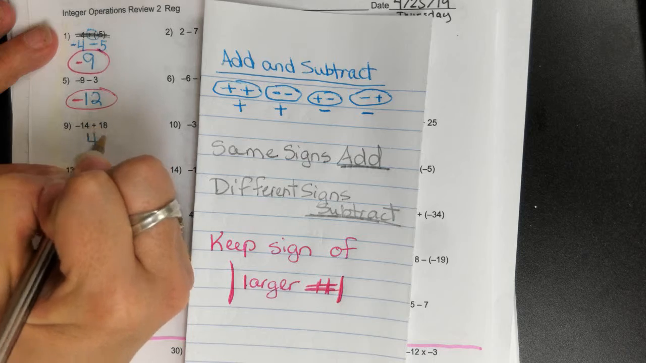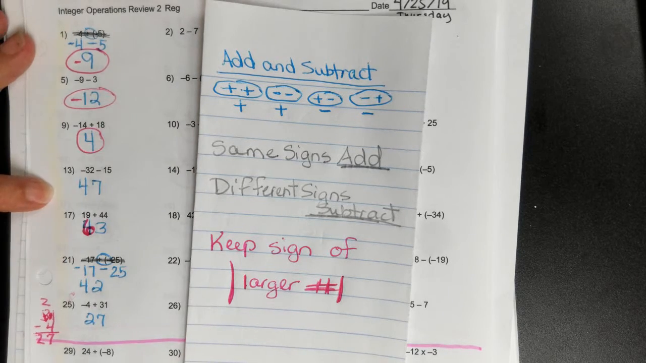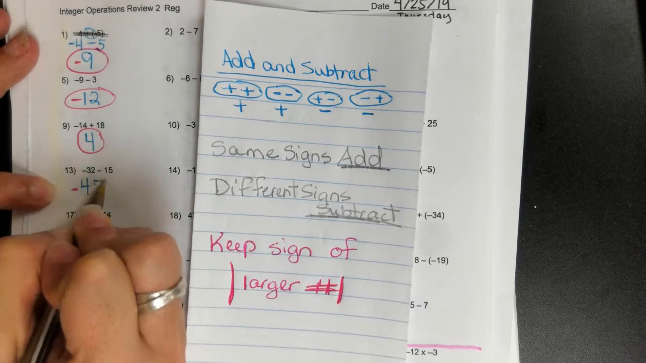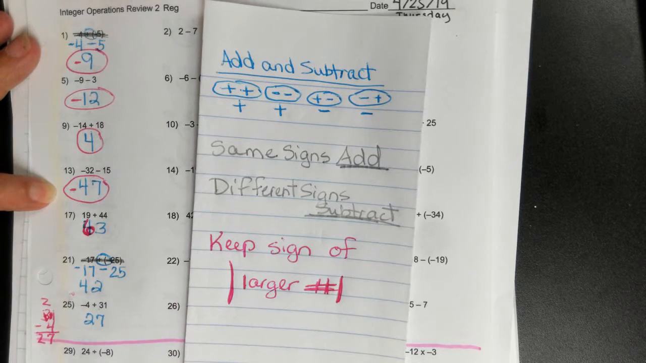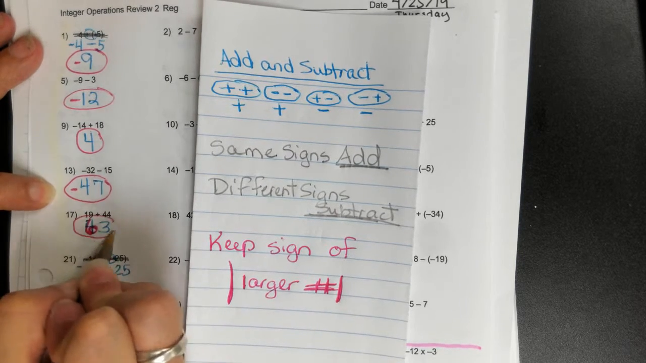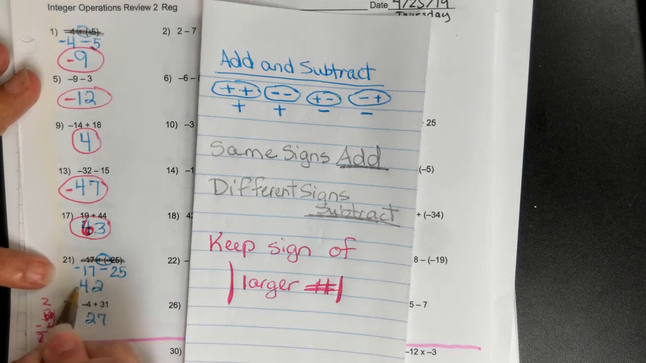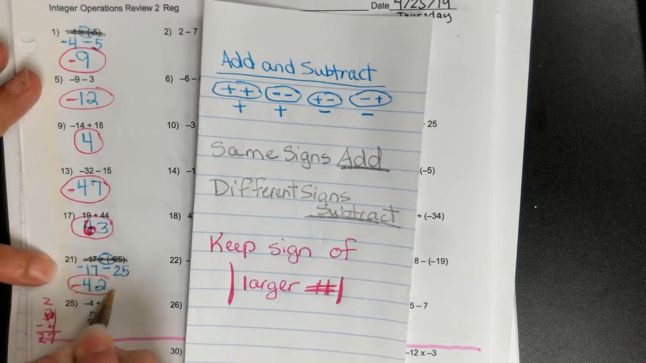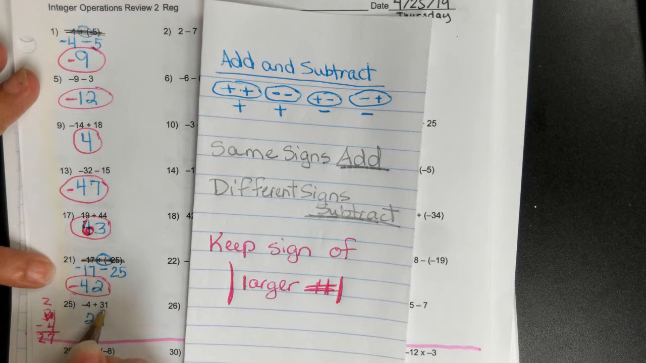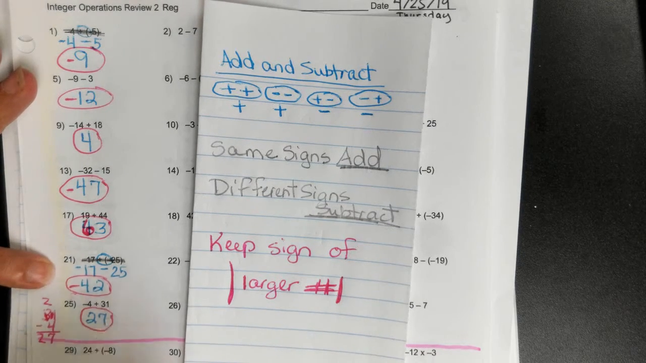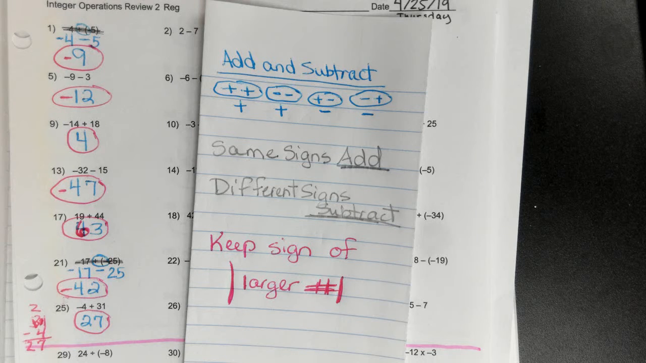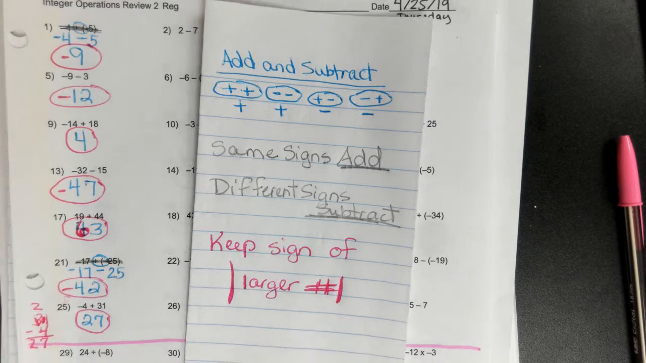18's larger. It's positive. 4's positive. 32's negative, so my answer's negative. That should be positive. Looking at the new writing, that 25 is negative, so that answer's negative. And 31's positive, so 27's positive. Any questions on that row? Good so far? Okay. I'm going to move to the next row.